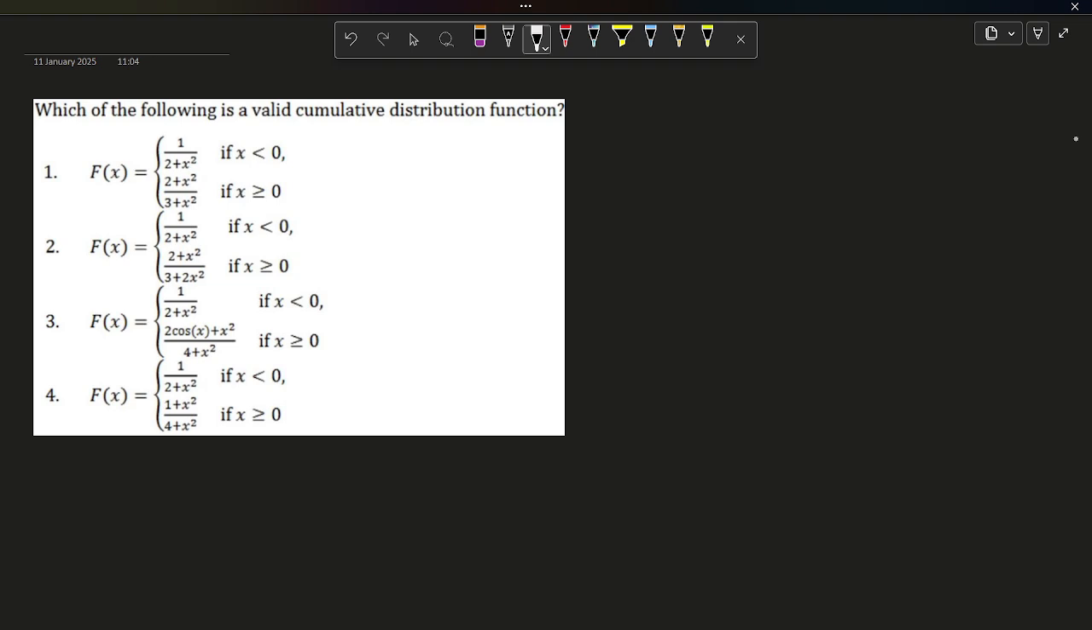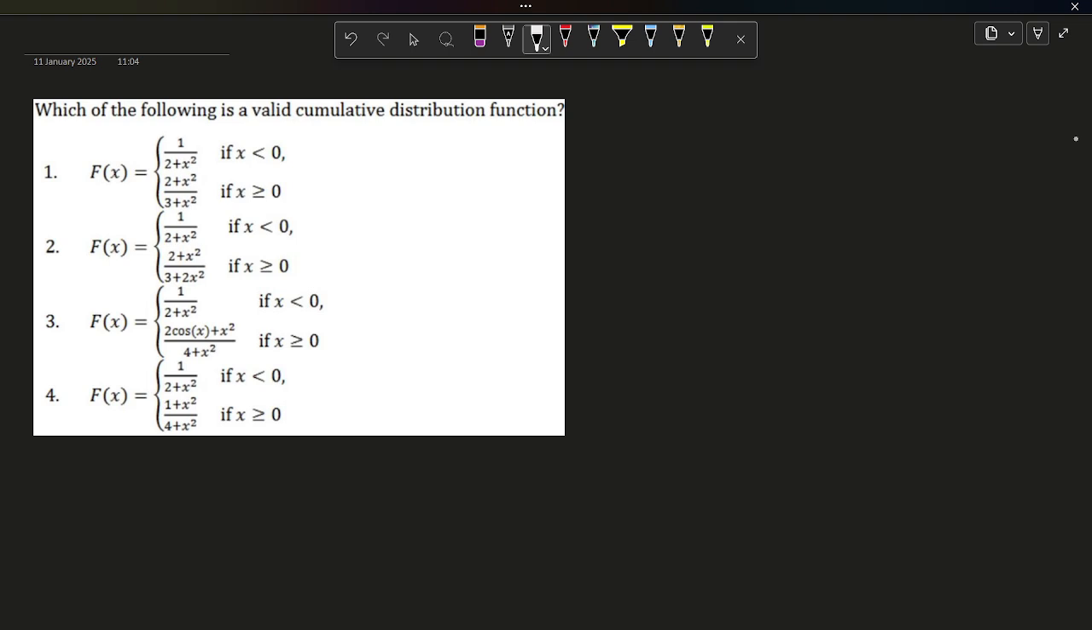Now option 2 says F(x) equals 1 by 2 plus x square if x is negative, and 2 plus x square by 3 plus 2x square if x is non-negative, and the other options are similar. Okay, so what can be done?